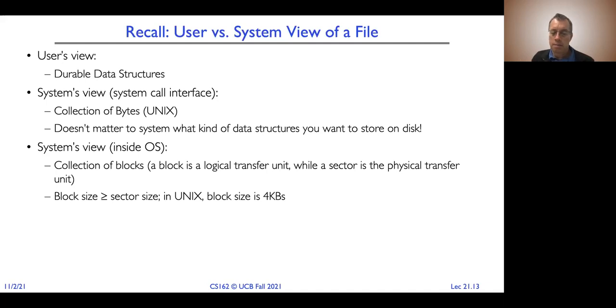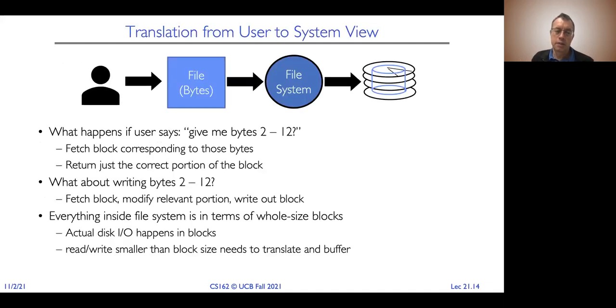And like I mentioned, the block size is typically greater than the sector size. So let's see what happens when, for instance, the user says to the operating system, I want bytes between 2 and 12 from this file. Well, the operating system has to fetch the block corresponding to those bytes and just return the correct portion to the application.